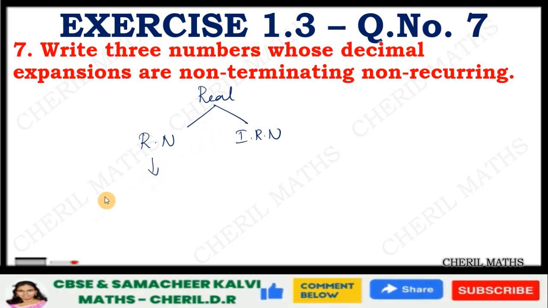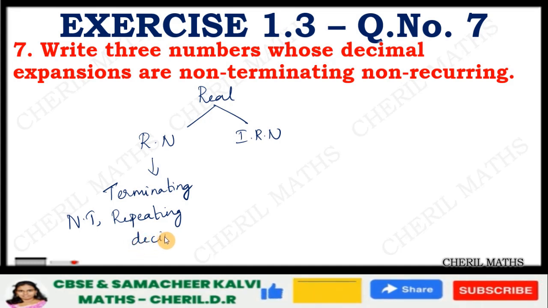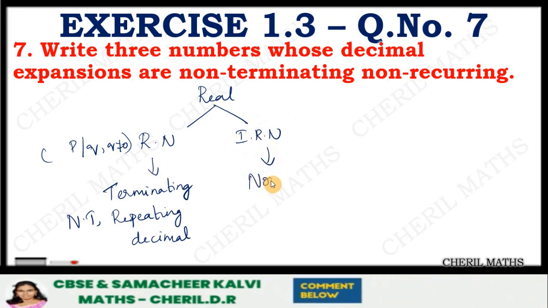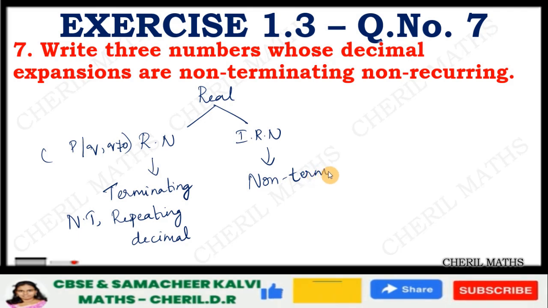So for a rational number, what are the conditions? It should be terminating, or it can be non-terminating and repeating decimal, because rational numbers are of the form p by q, where q is not equal to 0. When you talk about irrational numbers, it is going to be non-terminating and non-recurring.